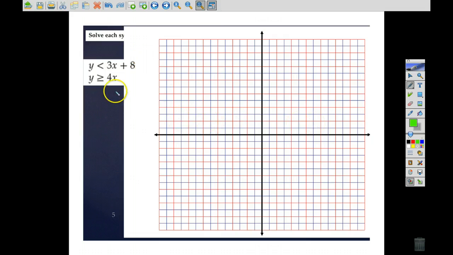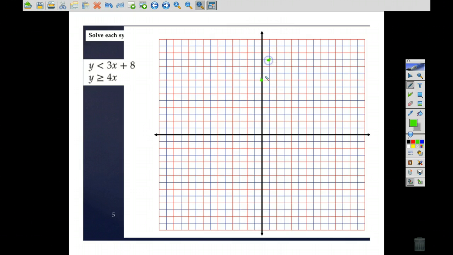All right, so here's another one, and this is going to be a little bit more complicated because it has red and blue on it. So I'll try to use different colors here. So you have y is less than 3x plus 8. So let's graph that first. Start at the y-intercept, 1, 2, 3, 4, 5, 6, 7, 8. Put your y-intercept there. From there, your slope is 3, so rise 3, run 1. 1, 2, 3, run 1.